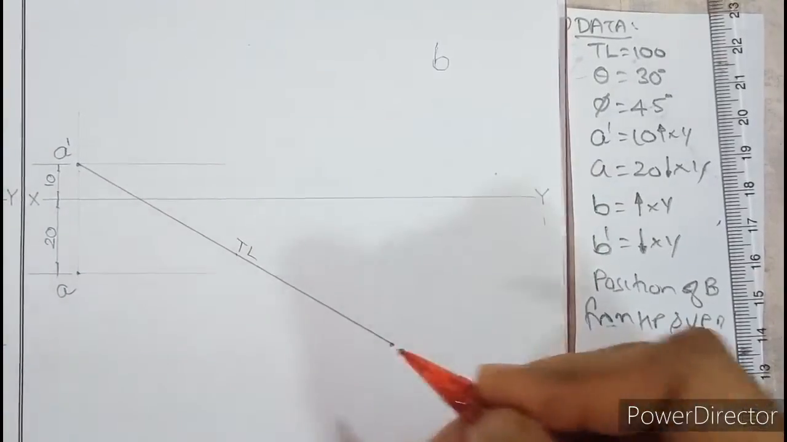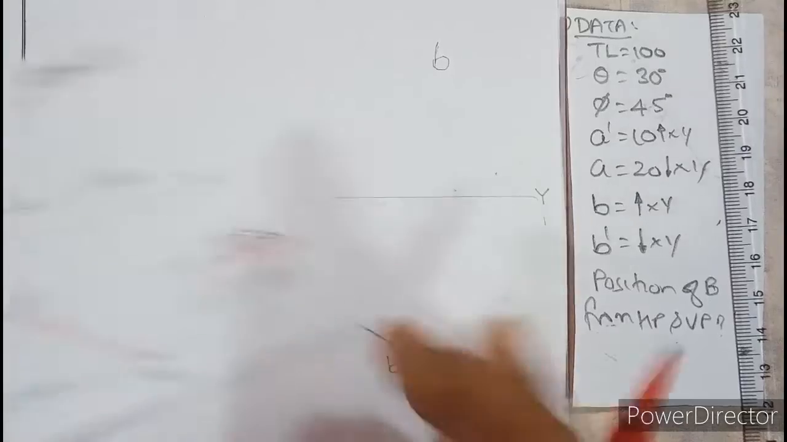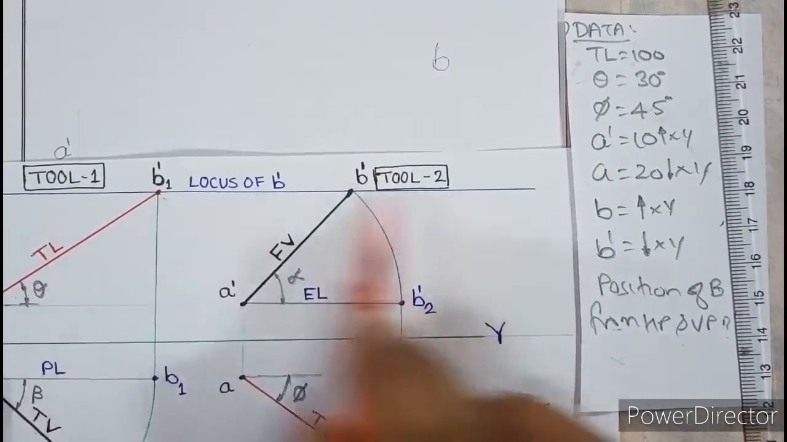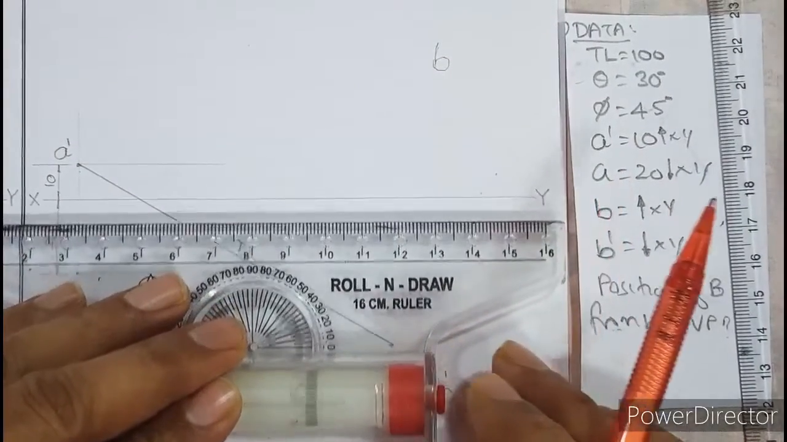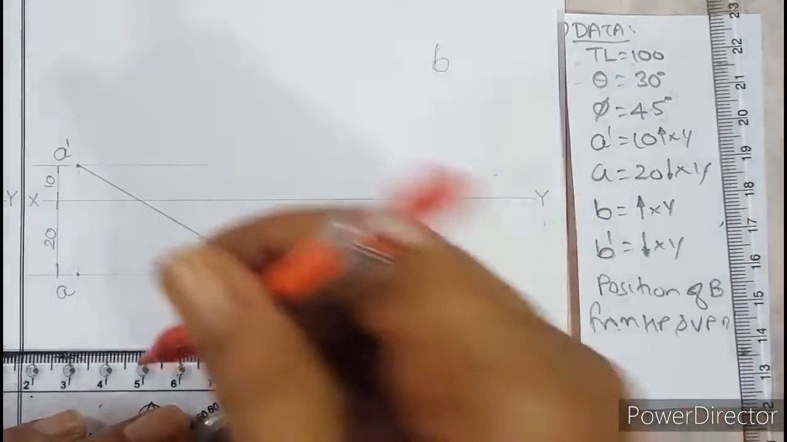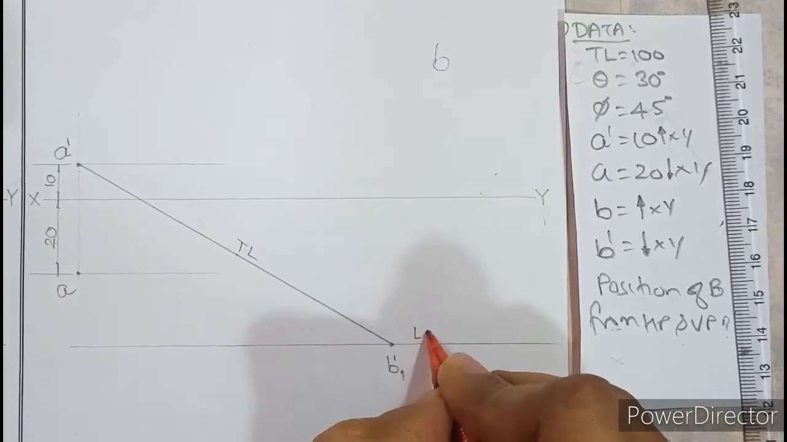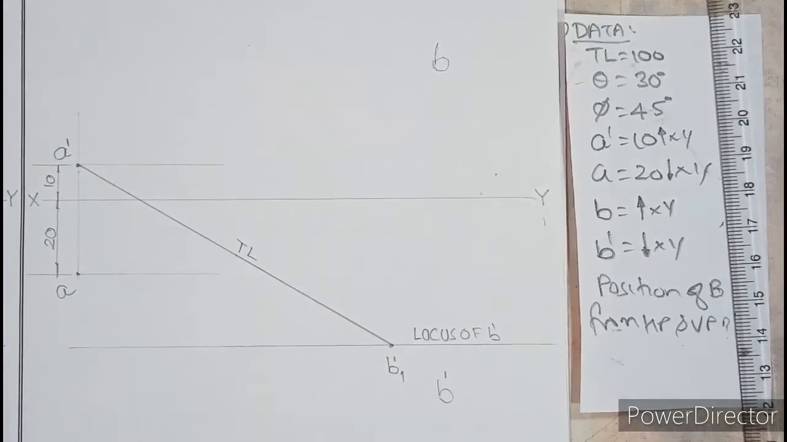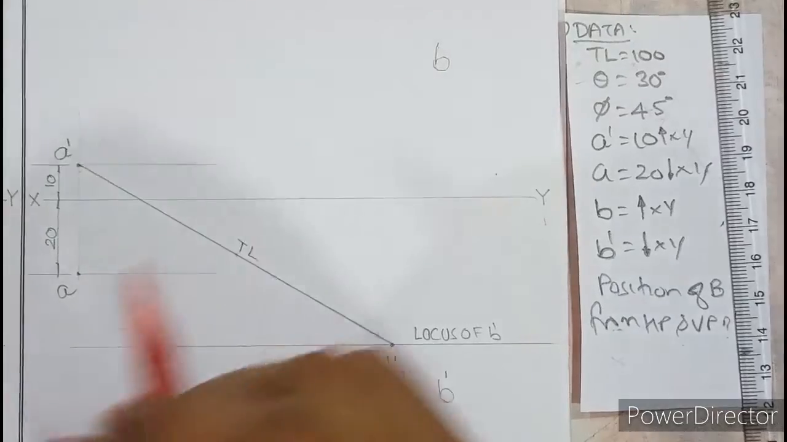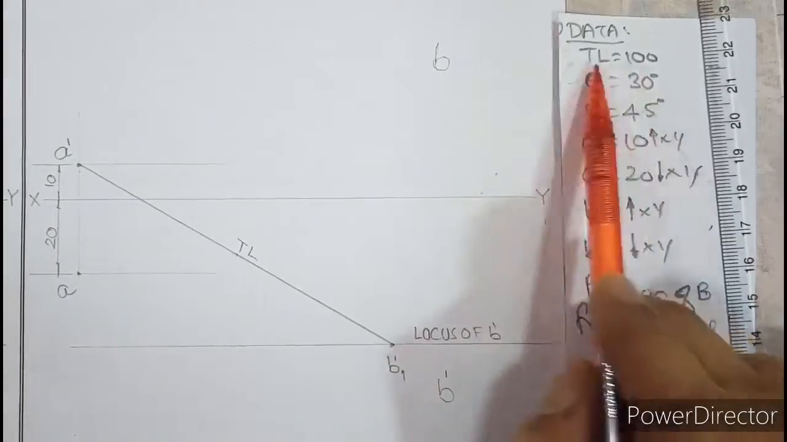Once this point is ready, try to remember its name. It is A dash B1 dash, so call this B1 dash. Once you locate B1 dash, we can immediately draw the locus of B dash. Parallel to this XY line, we will move down, and from here we'll draw a light line, and above this line write capital LOCUS OF, which should be capital, and B dash should be small. Now similarly, in the question they have given phi as 45 and the true length is 100.